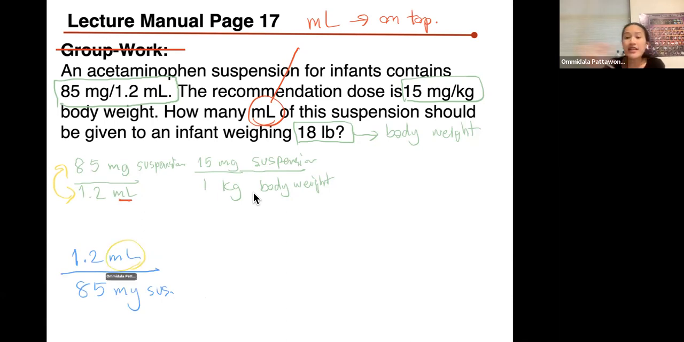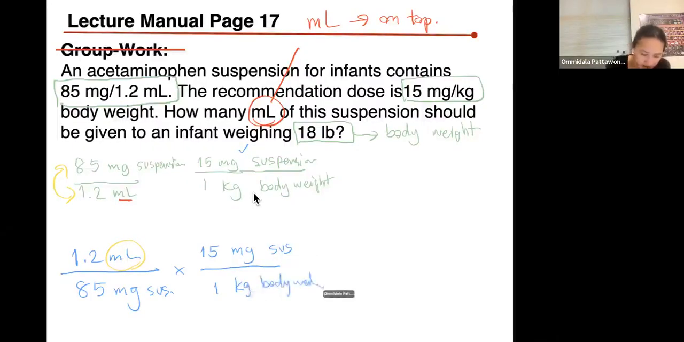Perfect. I don't have to do anything else with the milliliter, but I have to deal with milligrams though. Is there anything that involves milligrams of suspension? Oh, it's this one right here. So what I have to do is multiply this by 15 milligrams of the suspension because I need to cancel that, and the bottom would be 1 kilogram of the body weight. Okay, so now the milligrams cancel out.